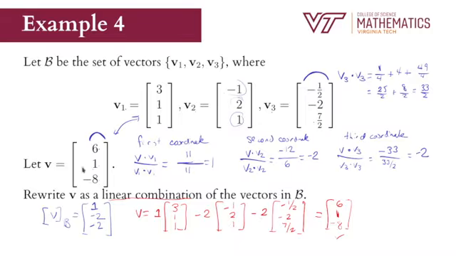And so we converted from standard coordinates to alternate coordinates. And instead of row reducing, we just had to work out a bunch of dot products and solve some fractions.